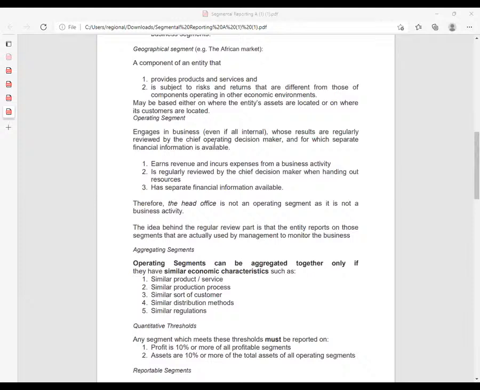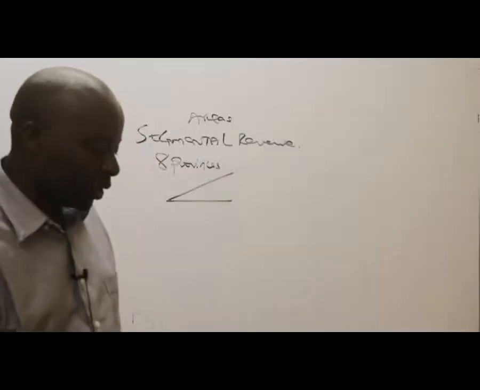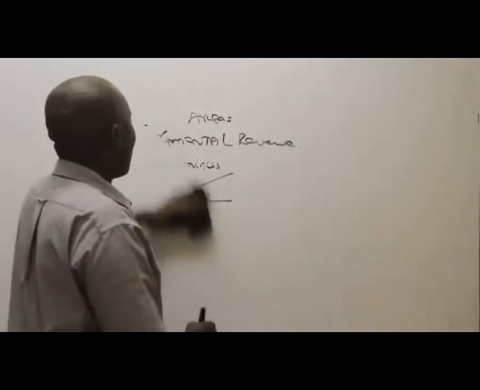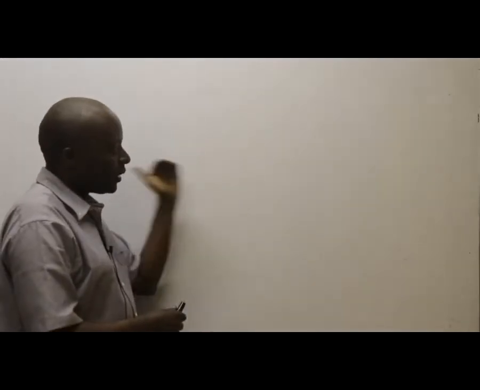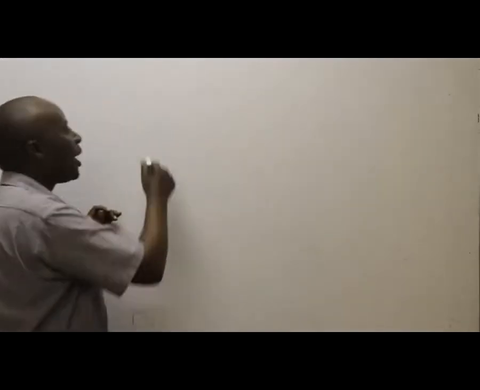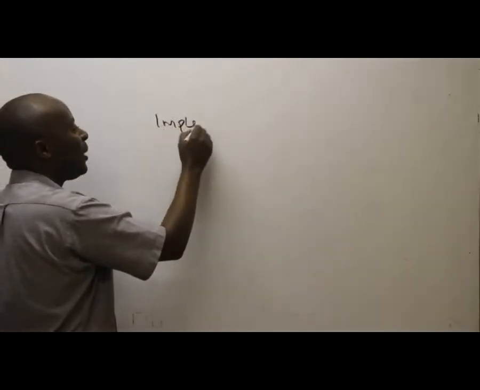It is regularly reviewed by the chief decision maker when handing out resources, and has separate financial information available. Now listen to me very well. Where I work, ladies and gentlemen, I work for a software company. Now this software company, we have various segments. So we have one business, like right now we are doing implementations for EABL. They have bought some newer products of ours. So in this case we'll have, like, the implementations department.